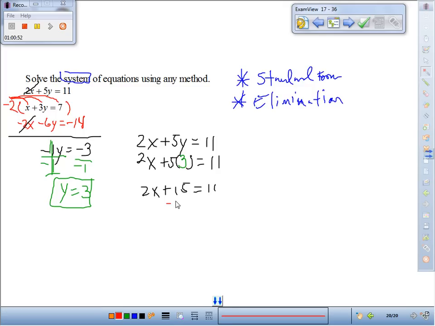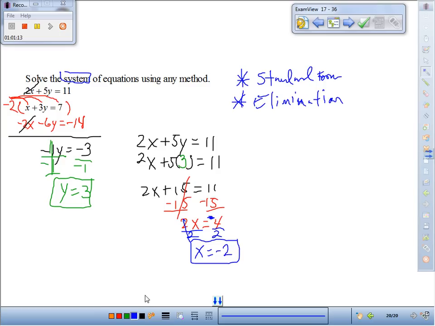What do I do from there? Subtract 15, subtract 15. 2x equals 4. Oh, negative 4. Yeah, I was just testing it to see if you caught that. Divide by 2, divide by 2. X equals negative 2. And we're done?